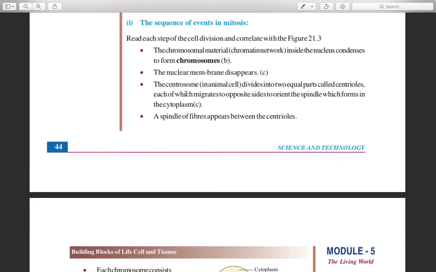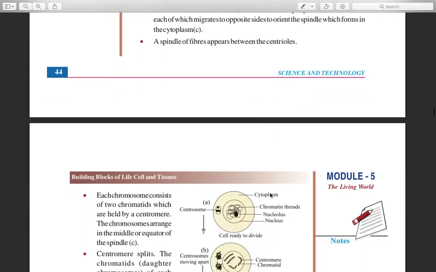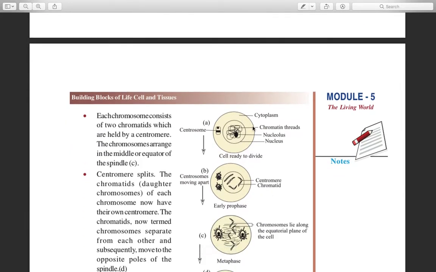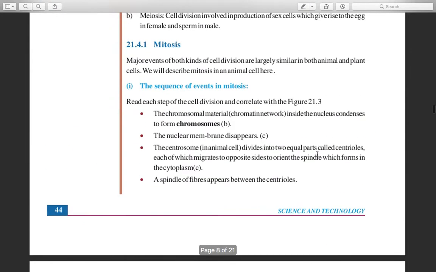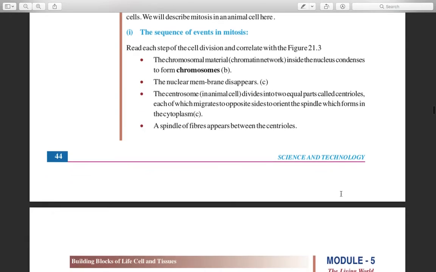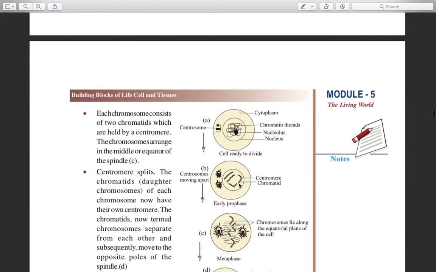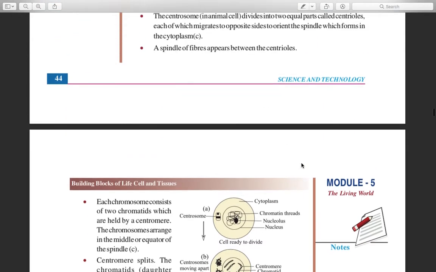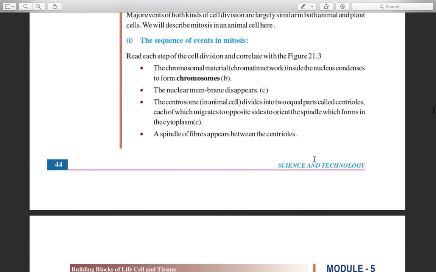So the nuclear membrane disappears. That is the next step. The centrosome, as I told, is present in animal cells. It divides into two equal parts called centrioles. So dear students, here there are parts like centromere, centrosome, centriole. Don't get confused. Concentrate on the names so that you don't get confused.